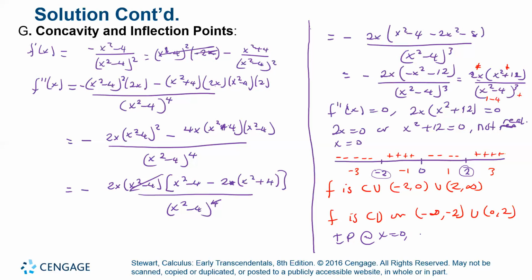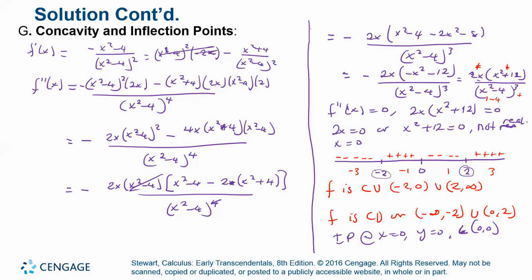Now, if x is equal to 0, what is y? y is also 0. So the origin is the x-intercept, it is the y-intercept, and it is also the inflection point. So we have all this taken care of.